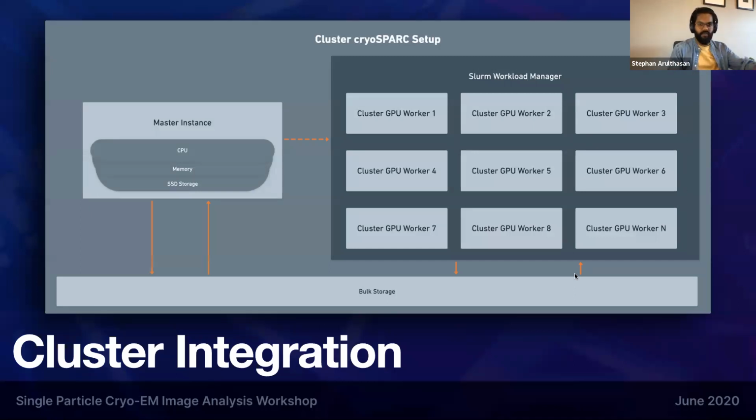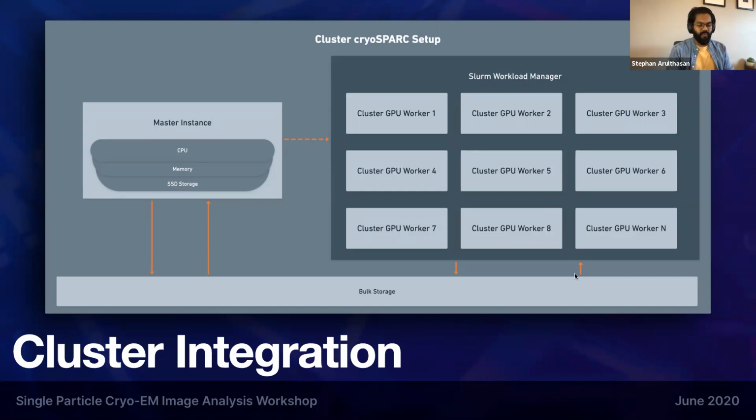You would install the master node on that edge node, and then you would basically use Slurm or PBS, though I think Slurm would be the most reliable to use on AWS ParallelCluster. And you would integrate it as normal. You would specify the commands to CryoSPARC, and then CryoSPARC would go ahead and submit jobs to the Slurm cluster. And all the management is done on AWS itself.